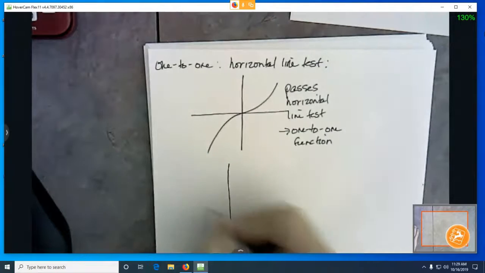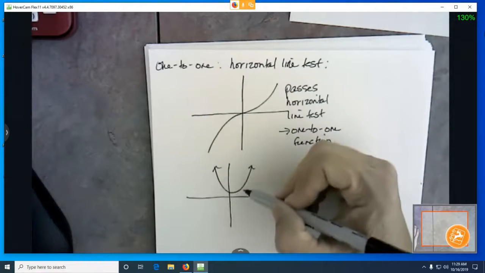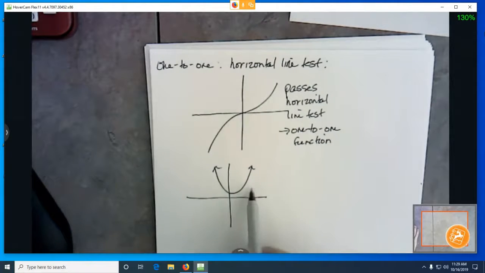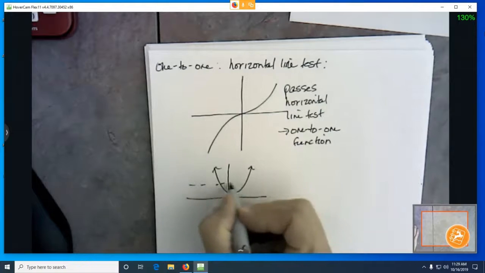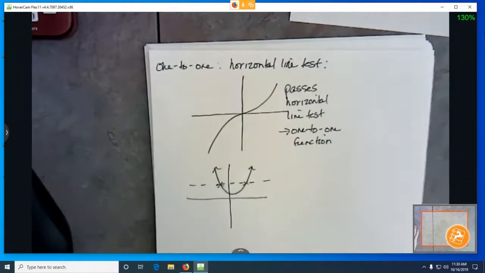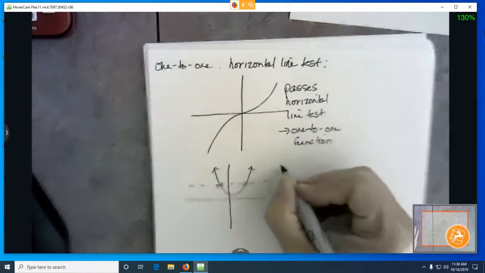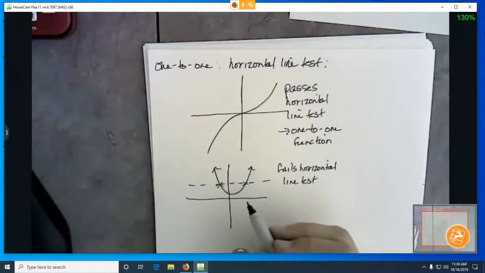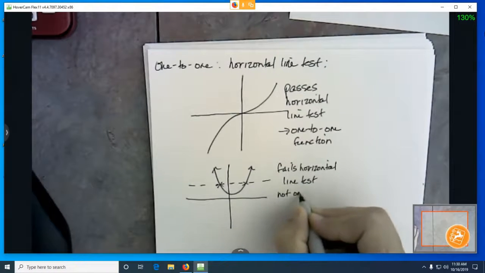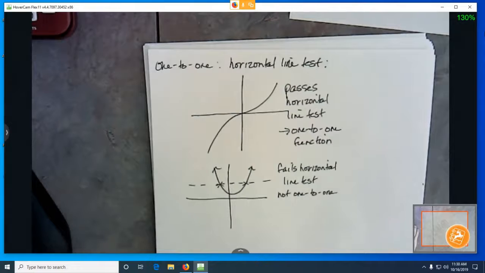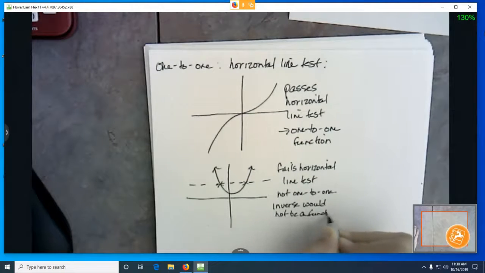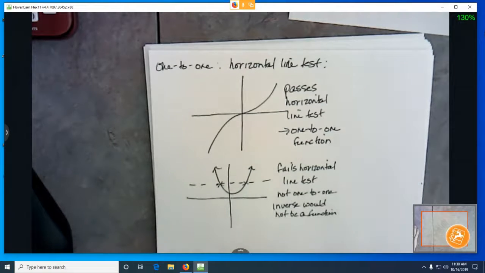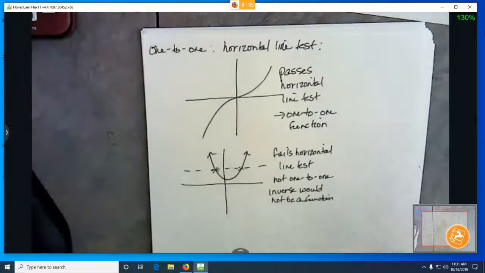On the other hand, if we had something like this, it is a function because it passes the vertical line test. But if we do the horizontal line test, there are lots of places in here where a horizontal line would intersect this more than once. So that means it fails the horizontal line test, which all that's saying is that there's a y value that gets repeated. It's not one-to-one. And what that means is if we looked at its inverse, it wouldn't be a function. So we could still find an equation for the inverse of something like this, but that equation wouldn't give us a function.